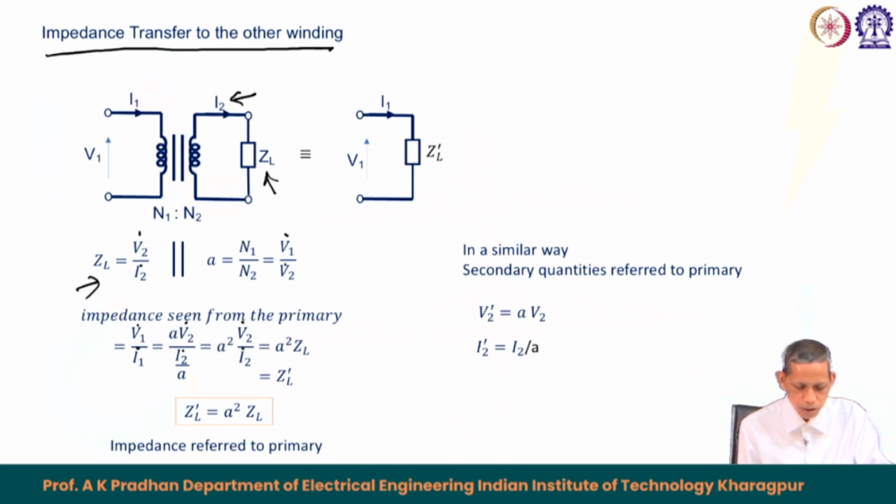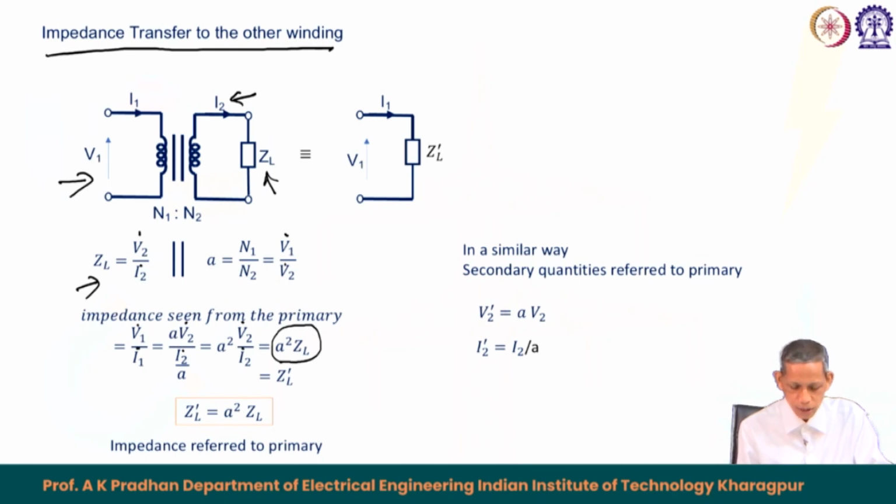So, this results in the impedance seen from the primary side, source side, supply side, with an impedance ZL connected in the secondary to be equal to A square ZL, and this we define as ZL dash. In all the transformer terminology we will discuss, dash refers to the corresponding value to the other side.